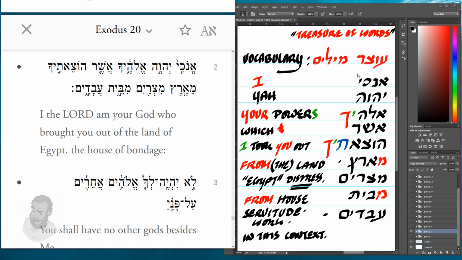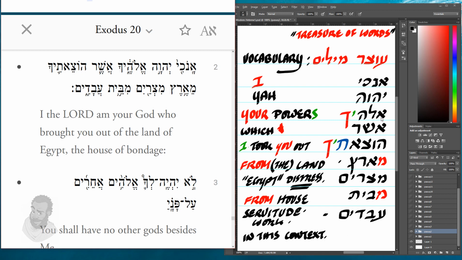So right here, you have Anochi, which means I. It is an older form in Hebrew to say this. Ani is, I wouldn't say a modern way because it was used biblically, but it supplanted Anochi. Ani, newer. Anochi, way older. You have Yah's name right here.